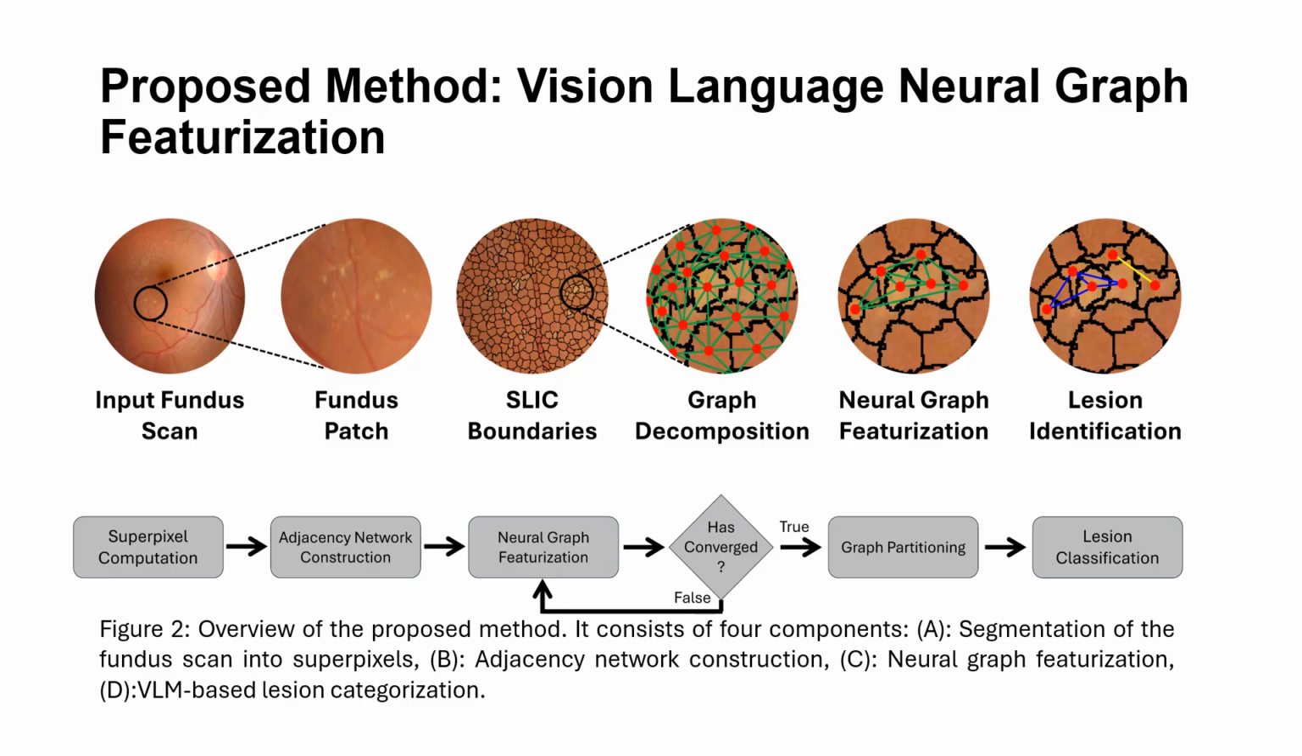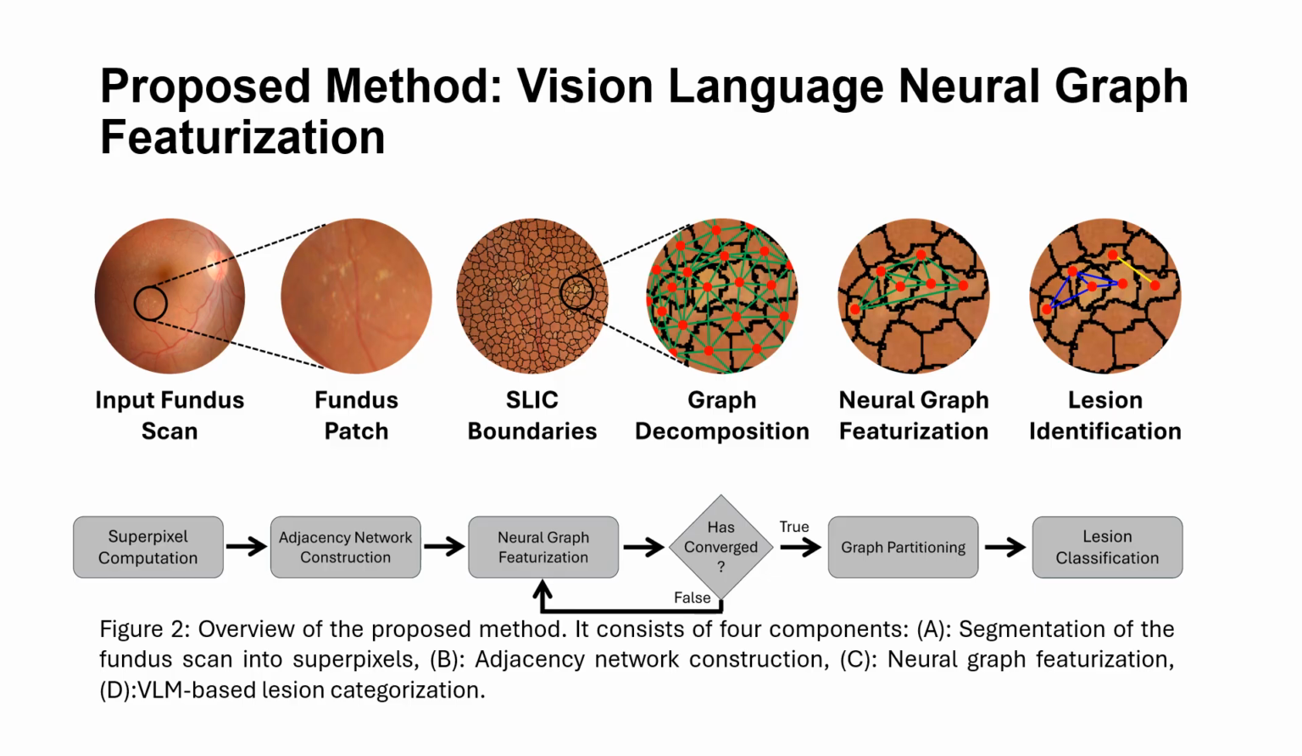The proposed approach, vision language neural graph featurization, is illustrated in this slide. The proposed approach consists of four main components: segmentation of fundus scan into superpixels, adjacency network construction, neural graph featurization, and vision language model-based lesion categorization. As we can see in Figure 2, the proposed approach begins by extracting fundus patches from the scan and generating small superpixels using simple linear iterative clustering.